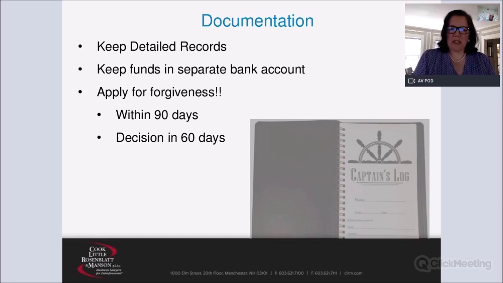And they have also decided that they will forgive for Schedule C people 8/52 of their Schedule C gross profit. So basically 8 weeks of what they made in 2019 will be forgiven for sole proprietors.